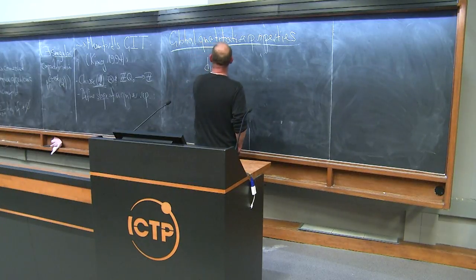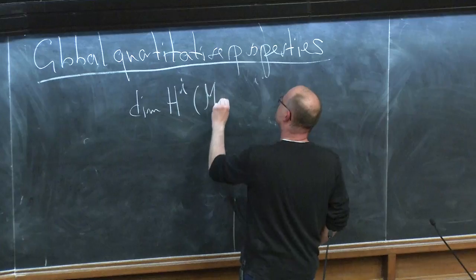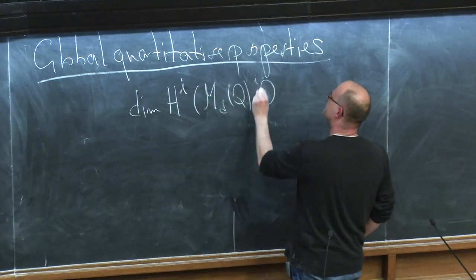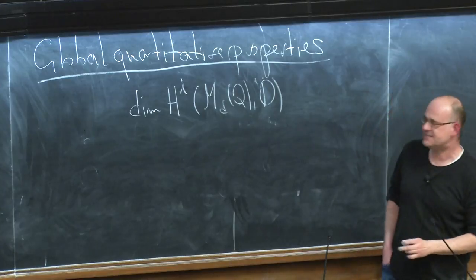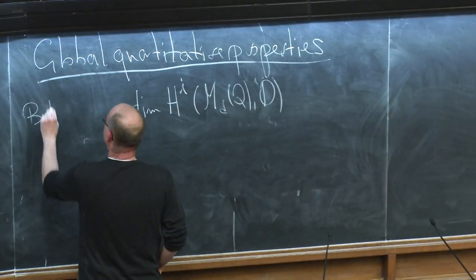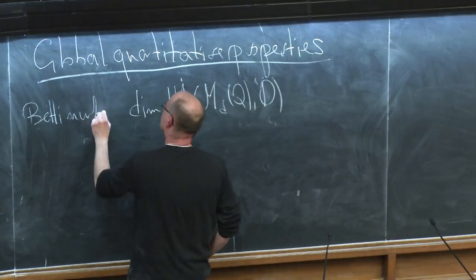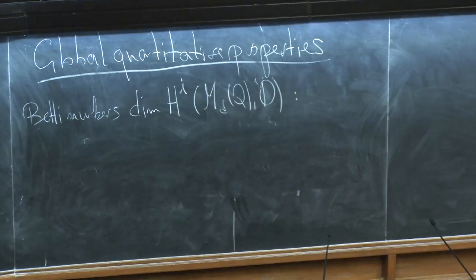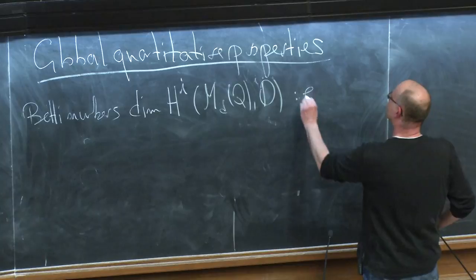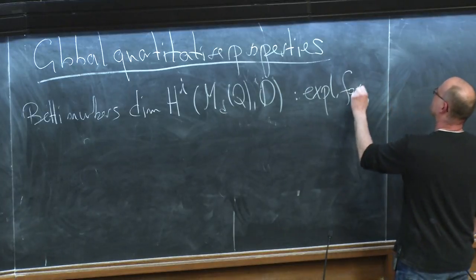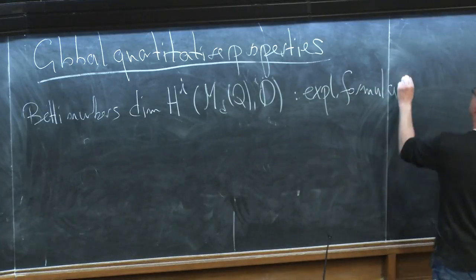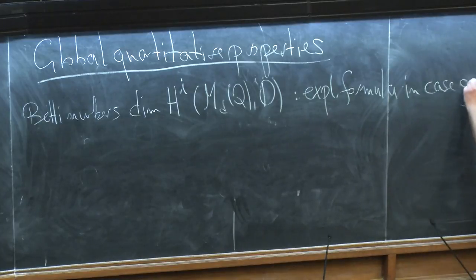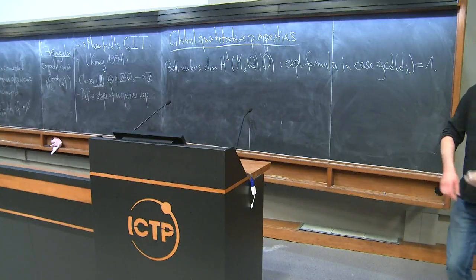So the dimension of the singular cohomology group, say with rational coefficients, the Betti numbers. I have an explicit formula, which I don't want to formulate, in a certain numerically nice case: in case that the GCD of all the entries of the dimension vector is 1.